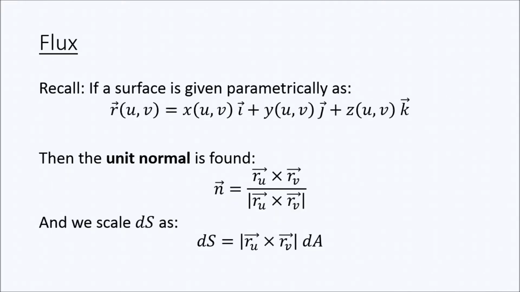Now, going back to what we've talked about before, if we have that parametric surface given in terms of the variables u and v, our unit normal, we already talked about that, is going to be the cross product of our tangent vectors, and we normalize it by dividing by the magnitude. And from our previous video also, we showed that we scale dS, when we're doing surface integrals, with the magnitude of the cross product of our two tangent vectors times dA.